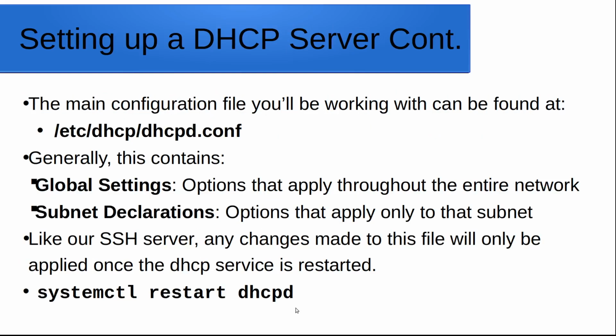The main configuration file is in /etc, right? Of course, because that's where everything goes. dhcp, and it's dhcpd for daemon.conf. And this contains global settings that apply to the entire network. It also contains subnet declarations that only apply to a particular subnet.